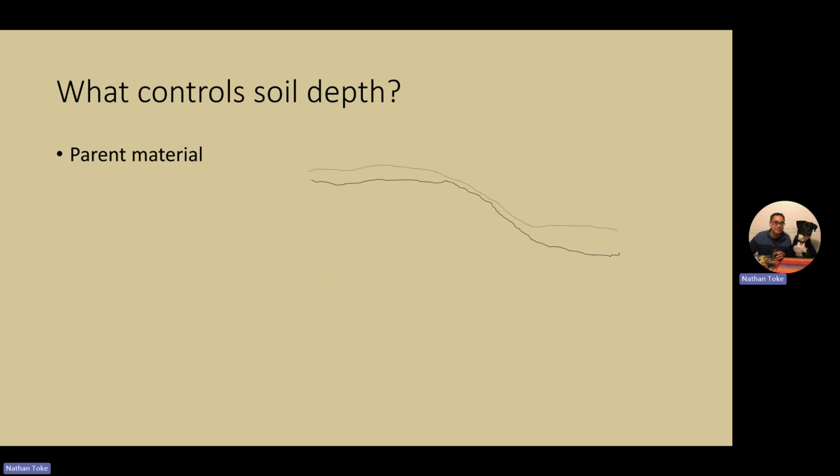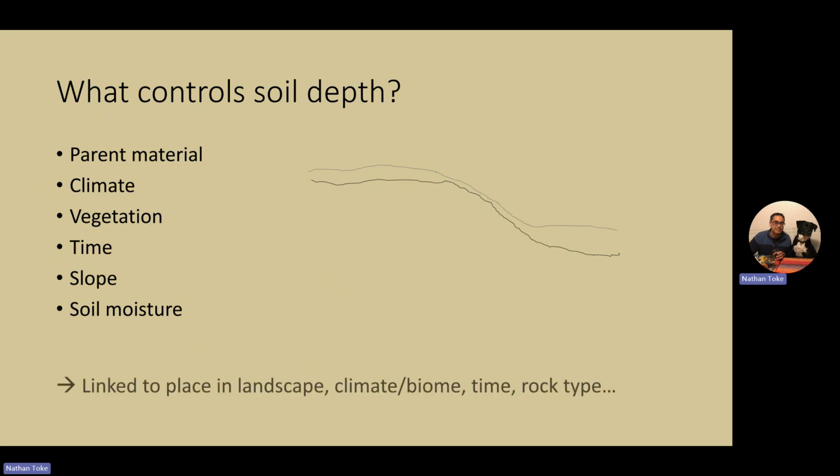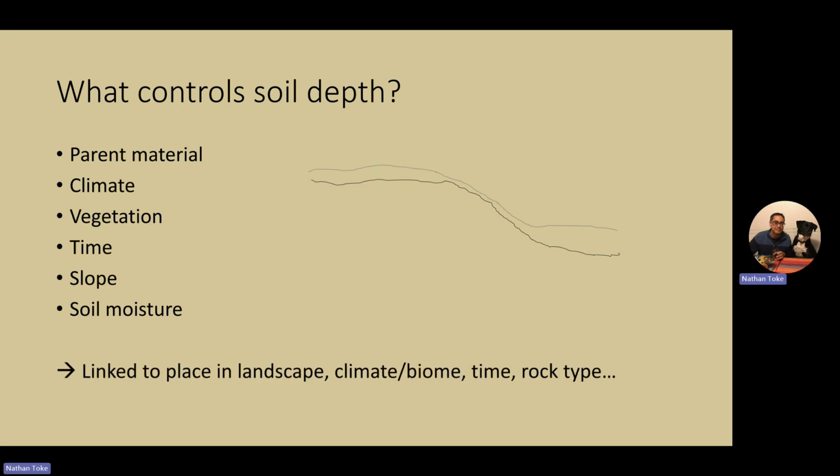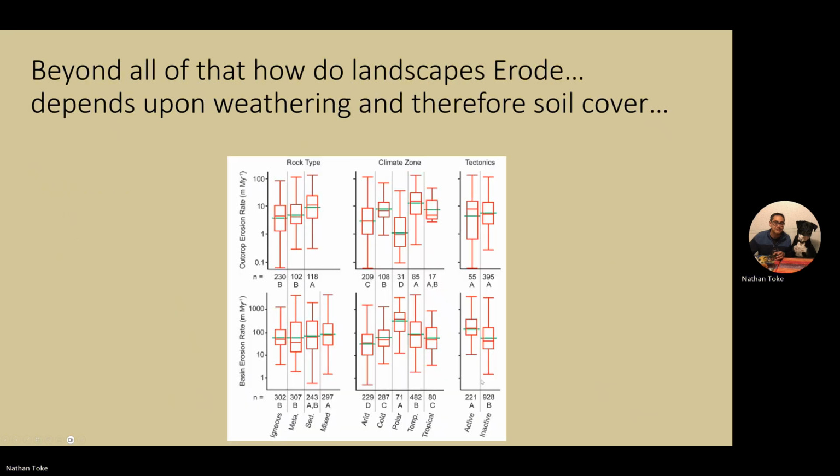Okay, so bottom line, what controls soil depth? What it's made of, parent material. The climate. Related to the climate, what vegetation is there? How much time has passed? How steep is the landscape? How much water is available in the soil? And so soils that we see are linked to their place in the landscape, their climate, the biome, time, and rock type.